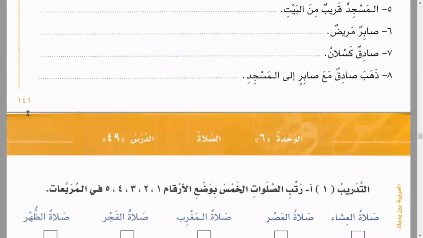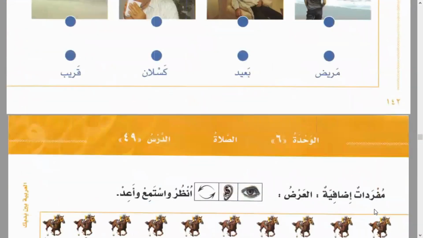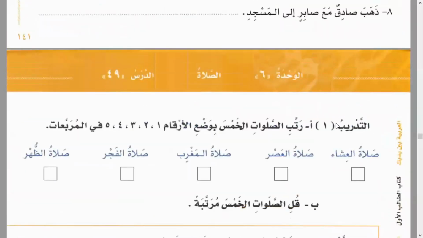Al-wahdatu. Next tadrib. الصلاة. الدرس 32. مفردات إضافية. Oh, mufradatun idafiyya. Where are those? Oh, they are here. Okay. Before that, we have this tadrib. التدريب الأول. رتب الصلوات الخمس بوضع الأرقام 1 2 3 4 5 في المربعات. Right? In the boxes. So this is like for new Muslims, I guess. They have to put number 1 2 3 4 5.